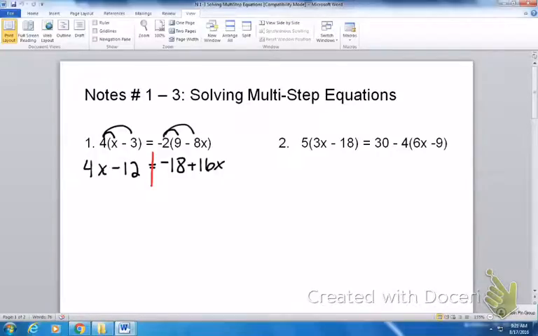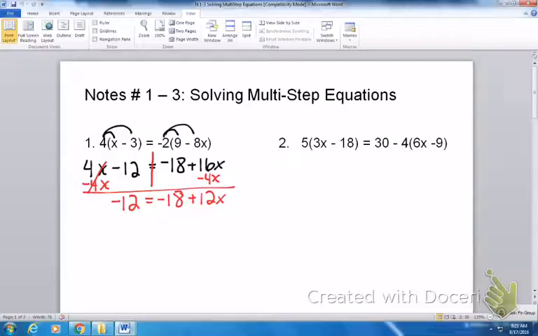And right now, I want to get 4x off of the left side. I want to move it to the right side. So to do that, I'm going to subtract 4x from both sides. Well, 4x minus 4x cancels that side out, which is what I wanted. Now all I have is negative 12. The negative 18 can't be combined with anything with x's, but 16x minus 4x gives me plus 12x. Now all my variables are on one side.